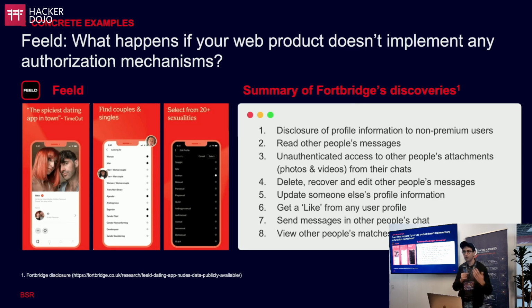After reporting this vulnerability, Forbridge said it took Field about 6 months for it to be patched. So it also gives you a sense that, despite the urgency associated with this, actually going back and implementing authorization into a product, given all of the unique business logic for every single function, can take quite a bit of time for these types of issues to be resolved.